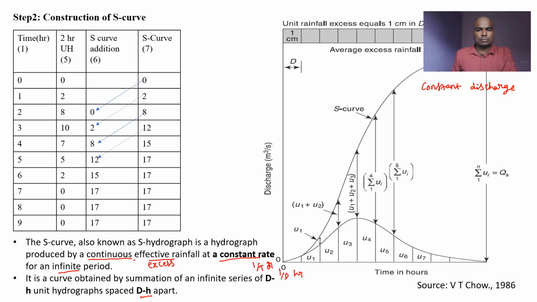So if you see this particular ordinate, this will be like u1 plus u2 plus u3. Similarly, infinite, however many unit graphs we lag. In that way, we'll calculate it. So let's see how we can construct it here.